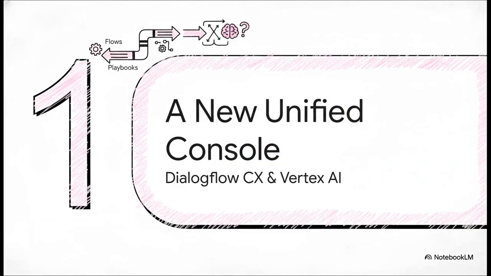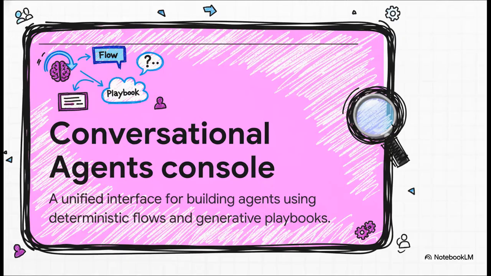Well, that tough choice is exactly what Google is tackling with this new console. The whole idea is that you don't have to choose anymore. This thing actually merges two absolute powerhouses, the super-structured world of Dialogflow CX with the incredible generative power of Vertex AI Agent Builder. So what is it really? Think of the Conversational Agents console as one single place, one unified interface for building some seriously advanced agents. And here's the magic trick. It lets you use both of those approaches we just talked about, the predictable, deterministic flows and the flexible, goal-driven playbooks, all inside the same agent.